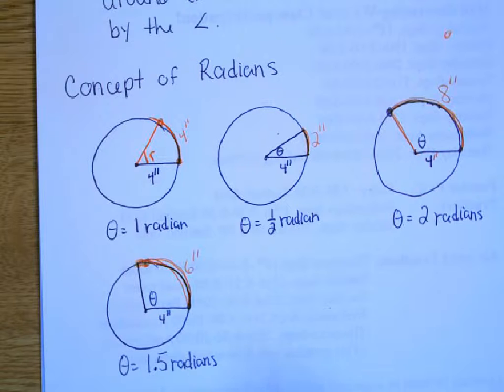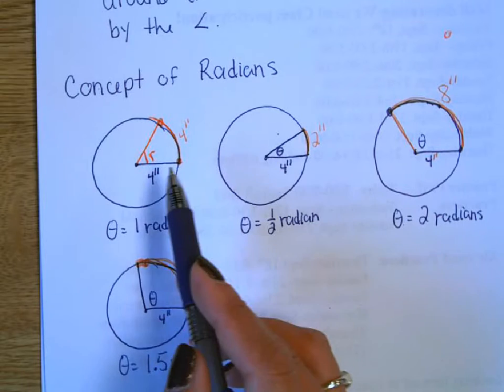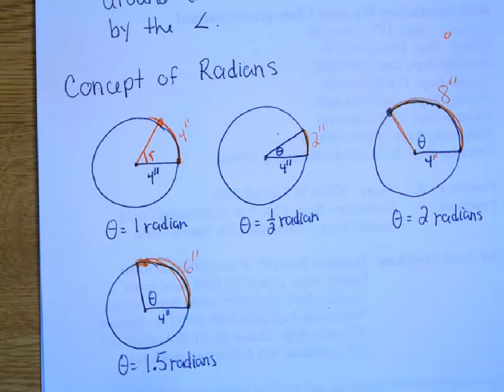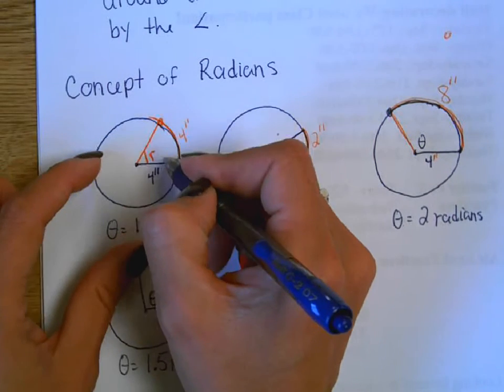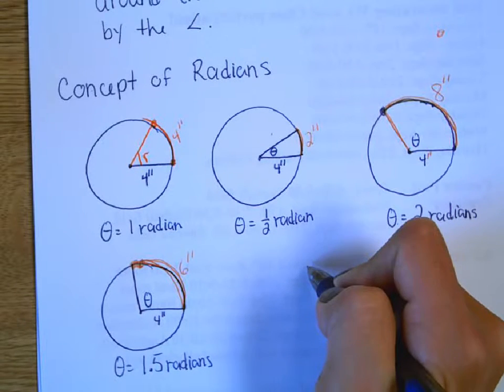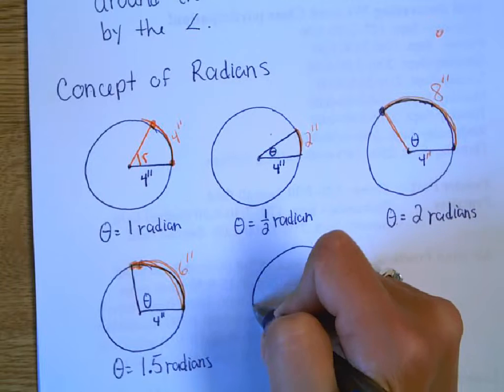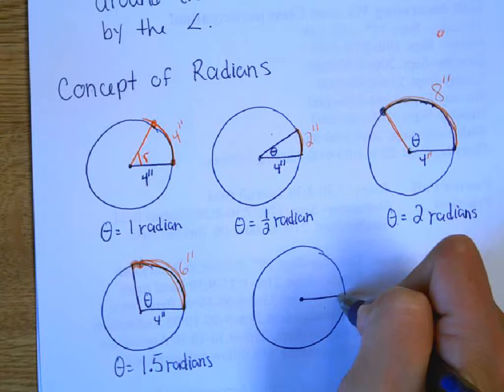But if I had a 2-inch radius, and I went 2 inches on the arc, would the angle be different on this circle than the 2-inch circle? No, they would be exactly the same. I could line them up. The 2-inch circle would be inside, but the angle would be exactly the same. All right, so now, approximately, if this was 4 inches?